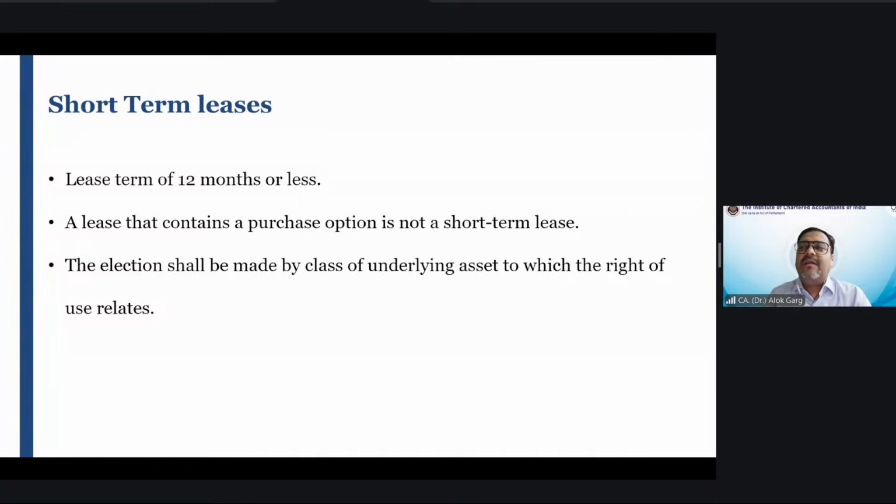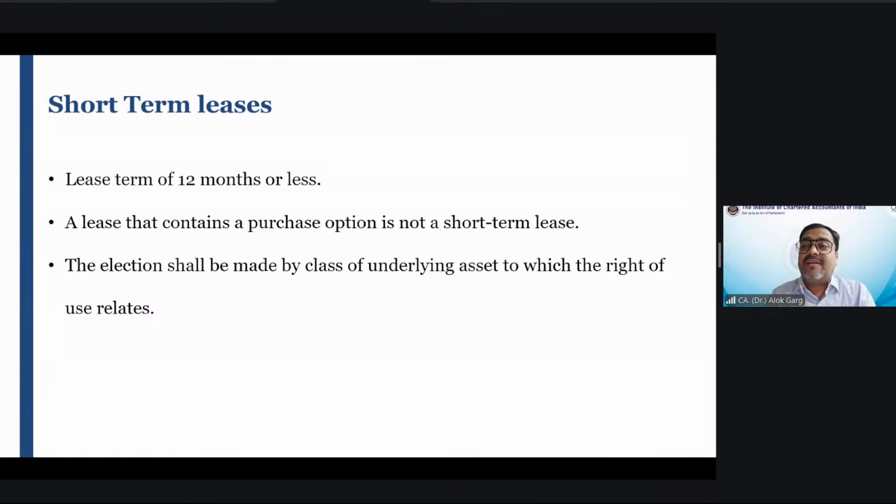For example, an entity has entered into a lease contract in Mumbai for 7 months. So in this case, the entity can avail the short-term lease exemption. Sir, what is the benefit of it? If the entity is availing this exemption, the entity is not going to capitalize right of use asset and lease liability. The entity has to do the normal accounting, rent expense debit to bank.